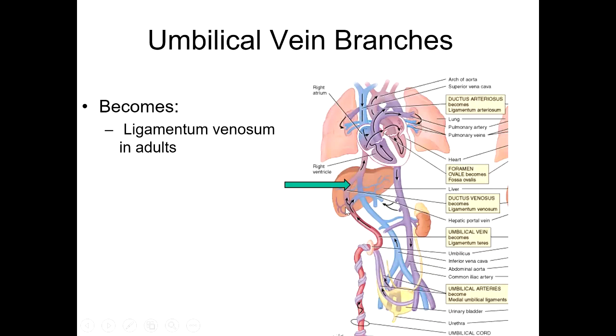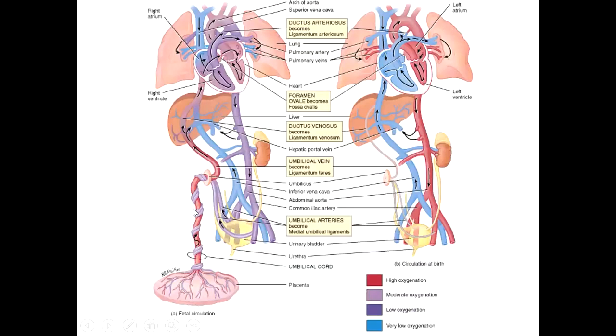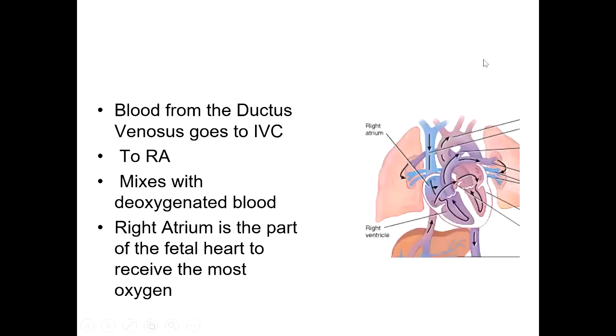Ligamentum venosum in adults. So again, a schematic just kind of showing you that one more time. These areas of bypass are important for fetal circulation, but not in an adult. That's what the lungs and heart are for in that situation.